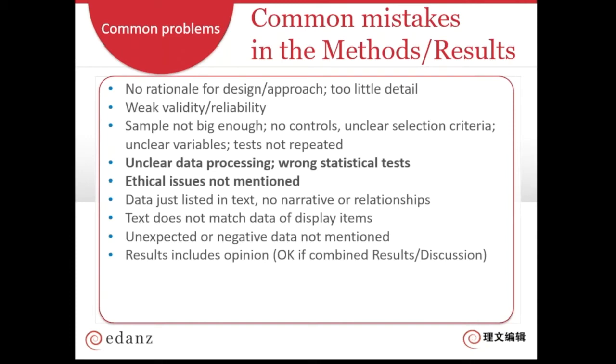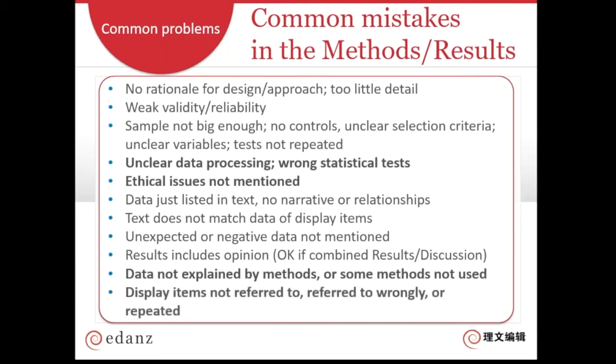And the author shouldn't be interpreting or giving opinions in the results section unless it's a combined results and discussion section. The data sometimes come up suddenly without being explained by methods, or sometimes the methods don't have any results. So do make sure that methods and results link to each other. And sometimes the figures and tables aren't even referred to, or they're numbered wrongly, or they're repeated. So look for these things too.